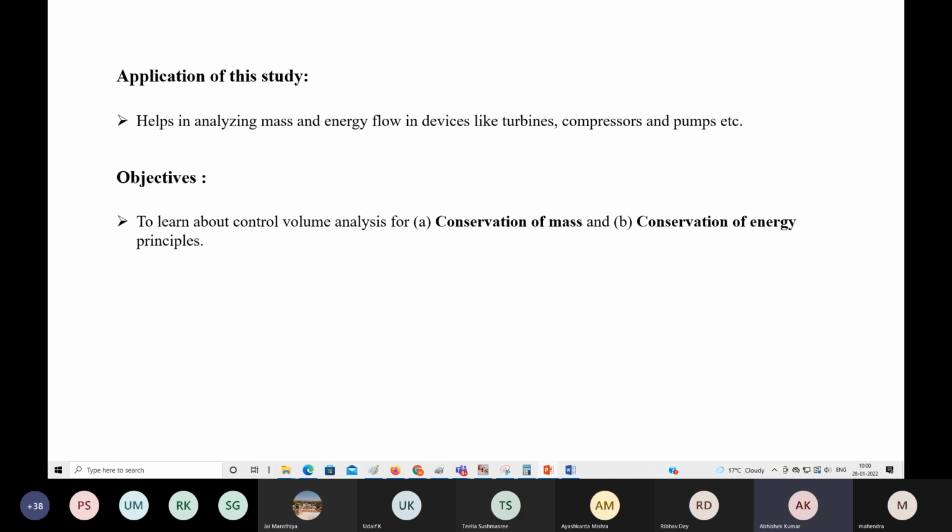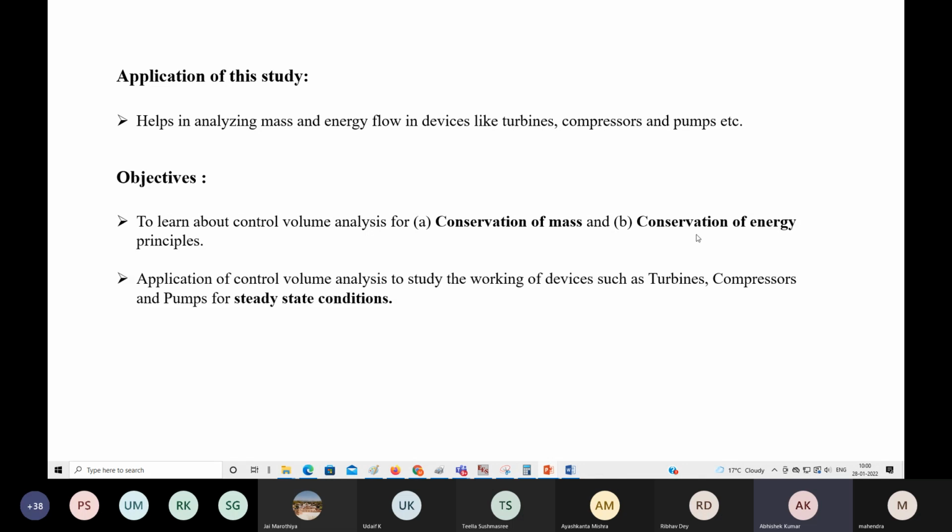Now, what you are studying over here is by using this control volume concept. As we have initially assumed, we are developing the conservation of mass equation and the conservation of energy principle also. At the same time, a few things are steady state conditions, a few things are transient conditions. Transient condition means with respect to time, mass is changing. Steady state means with respect to time, mass is not changing within the domain.